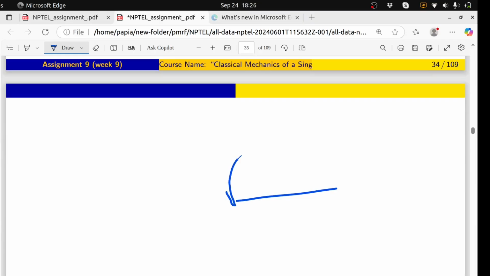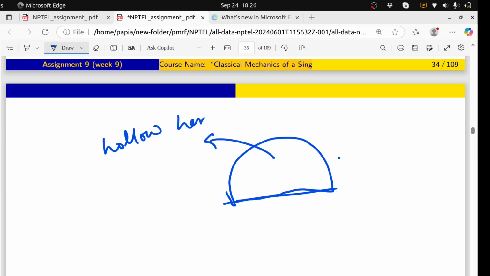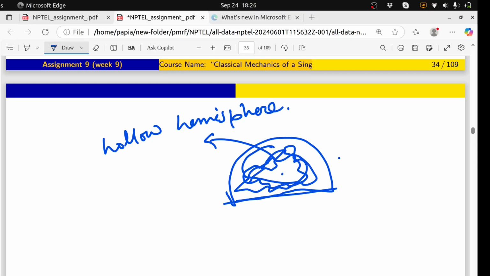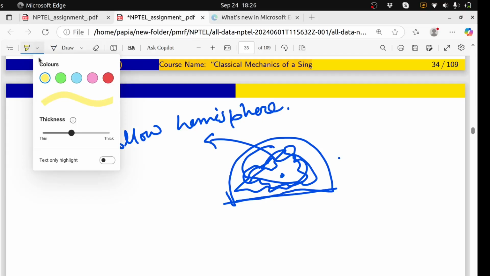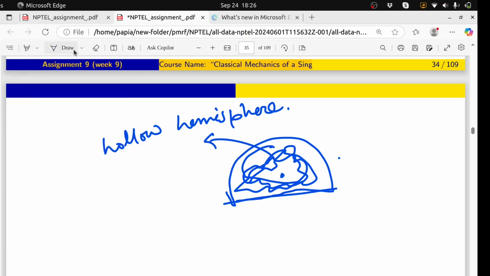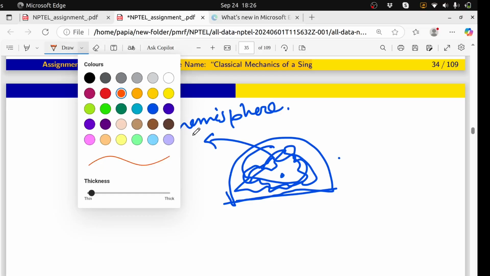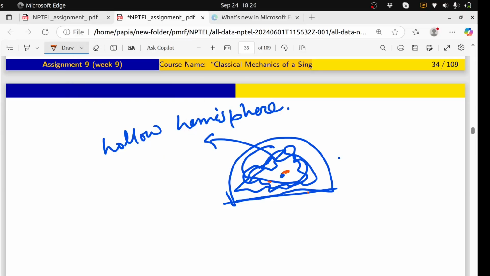Now let's say this is the sphere, the hollow hemisphere. What does this mean? This means that inside of this region, it is hollow, so any particle can move inside of that. Let's say I'm talking about this particle. So this is a particle, and it can move anywhere inside that hemisphere.